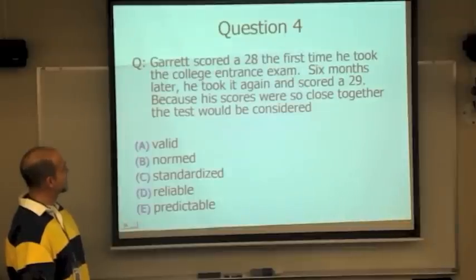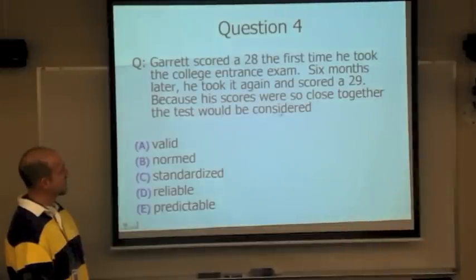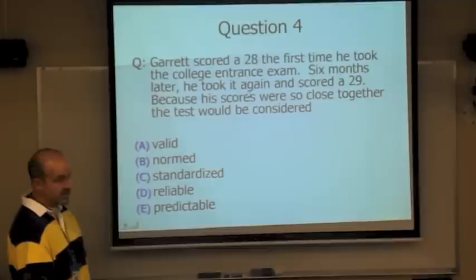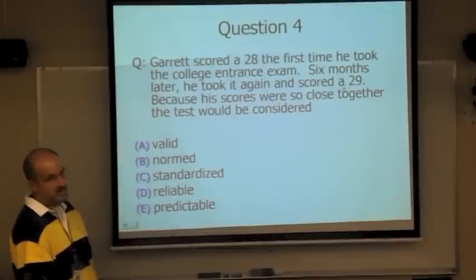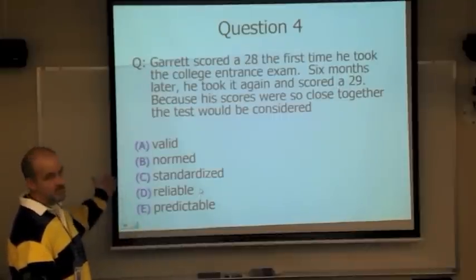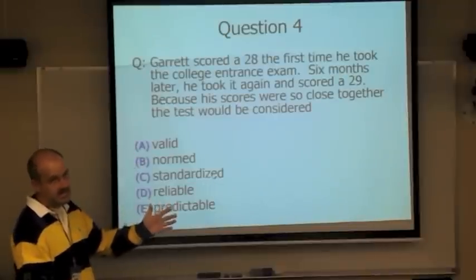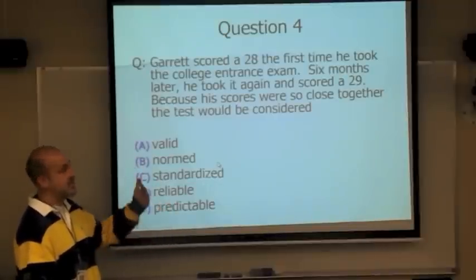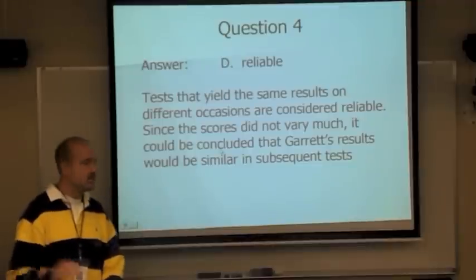Another good question from that chart: Garrett scored a 28 the first time he took the college entrance exam. Six months later, he took it again, scored a 29. Because the scores were so close together, the test would be considered what? Now again, here's the thing, he took the test again, that's key. So think of it this way: if you have a friend pick you up at 8 one day, then he picks you up at 8 the next day, and picks you up at 8 the next day, you would say that friend is, there's your answer, reliable.